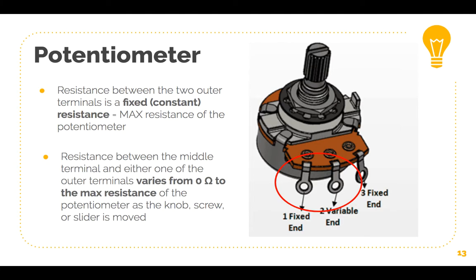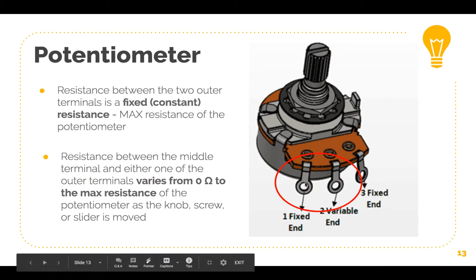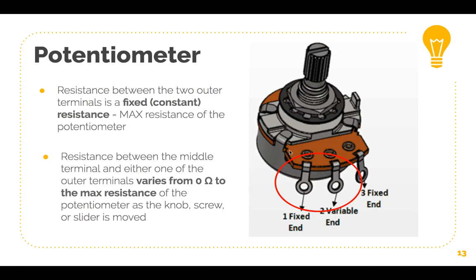Resistance between the middle terminal and either one of the outer terminals can vary from 0 ohms to the max resistance of the potentiometer as the knob, screw, or slider is moved. So if you're using one of the outer terminals and the middle terminal and you hook those two up within your circuit, then if you turn the knob, it'll act as a variable resistor. You can turn it all the way down and have it equal 0 ohms of resistance, or you can turn the knob all the way up.